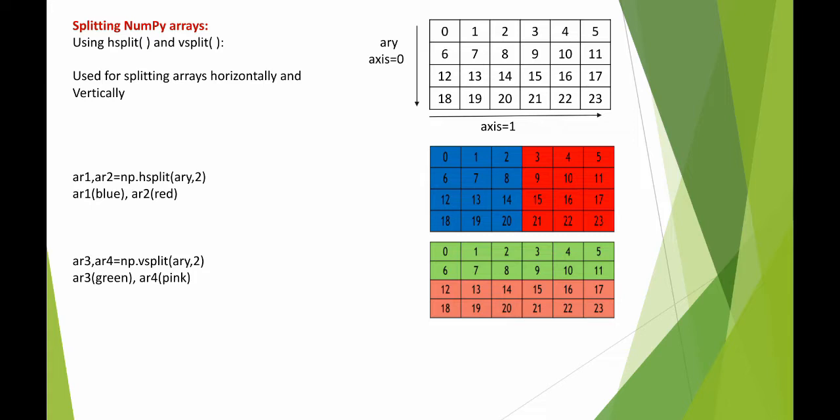So both AR3 and AR4 are having equal number of rows and equal number of columns, that is, number of rows is 2 and number of columns is 6.